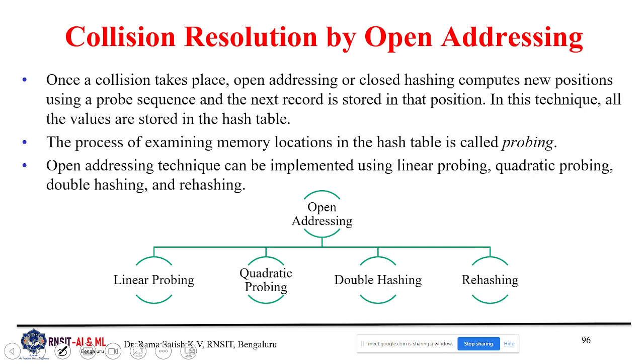So what is exactly linear probing? You can see, once collision takes place, open addressing computes a new position using a probe sequence. It will calculate the probe sequence, and the next record is stored in that particular position. If there is a collision, it will go for calculation, that is probe.